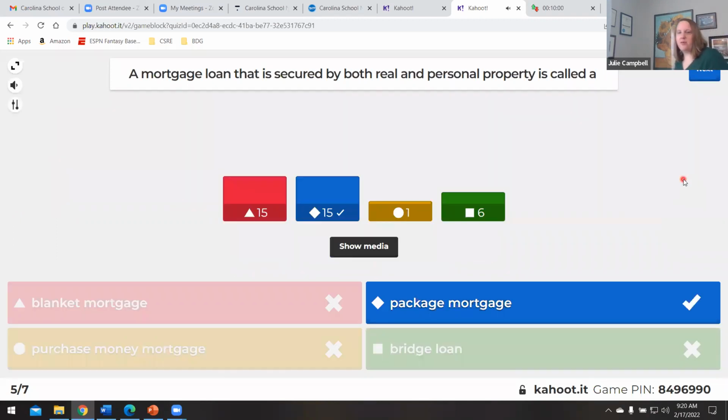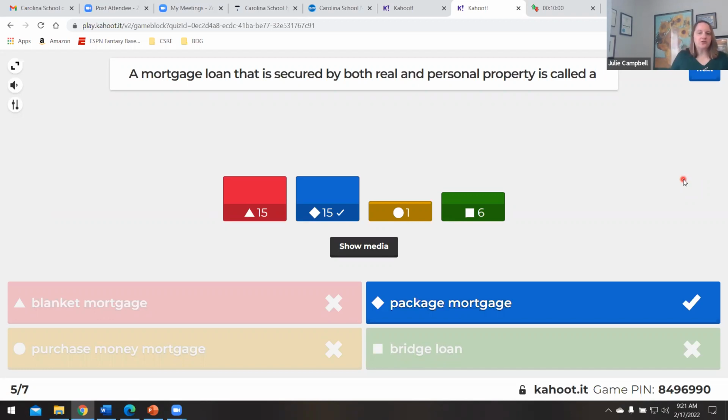Mortgage loan secured by both is your package mortgage. The package mortgage combines the purchase of real property and personal property. The blanket mortgage is a loan for when you're purchasing more than one parcel of land, when you're buying multiple parcels. I think about, for example, a developer. Maybe they're buying multiple parcels so they can subdivide them. They're buying that land using a blanket mortgage.